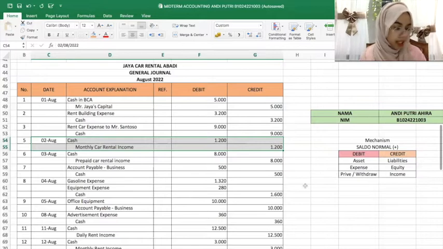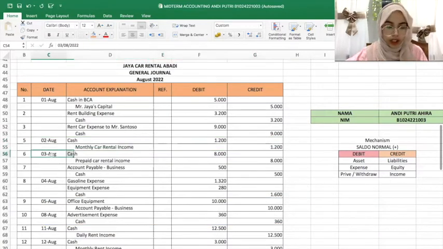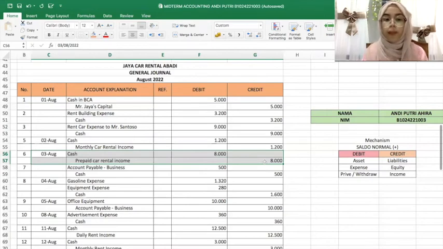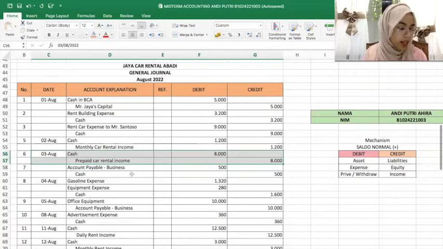And then the sixth transaction is 3rd August, received prepaid payment of car rental from Maju Mundur store, for the period August and September, for 8,000 rupiah. At the sixth transaction, there are cash and prepaid car rental income. Why? Because they received payment, that means they got cash, which is on a debit side, and they also received prepaid car rental income for August and September, and income is on the credit side.